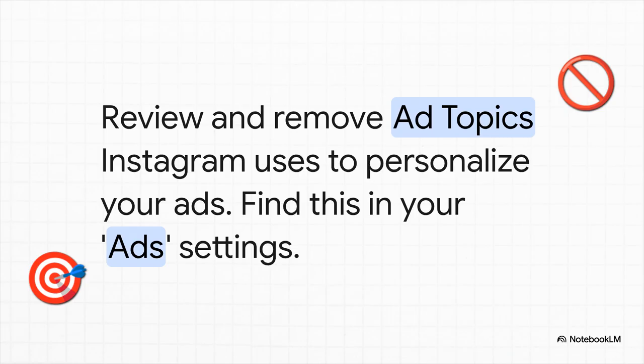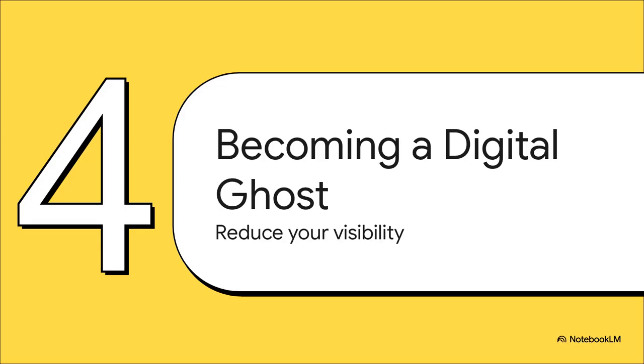And you've got to check this one out. You can actually go into your ad settings and see the giant list of topics that Instagram thinks you care about. You can go through and just remove any that are wrong or that you just don't want advertisers targeting you with. It's like you get to edit the marketing profile they've built on you. It is surprisingly powerful.